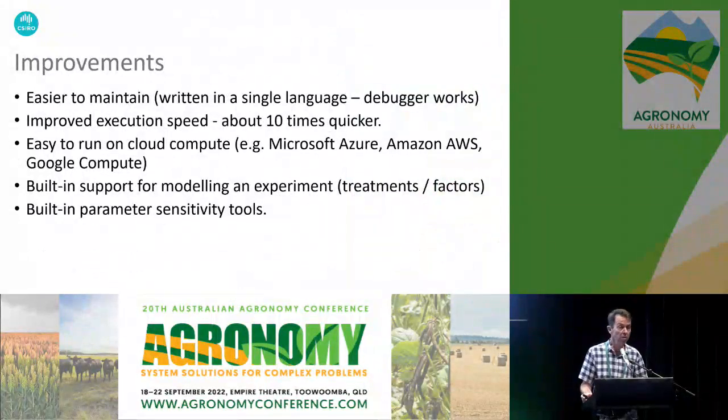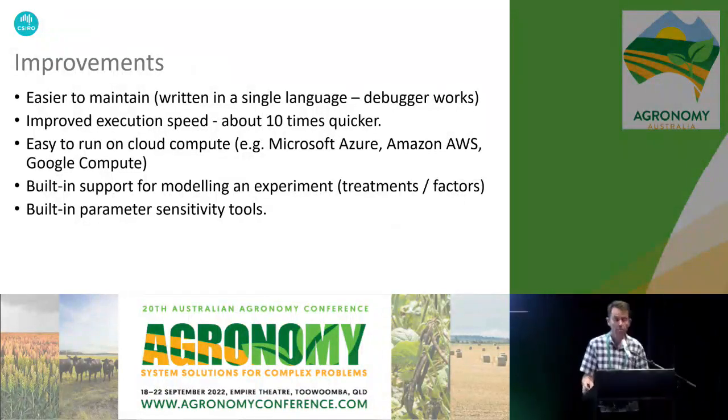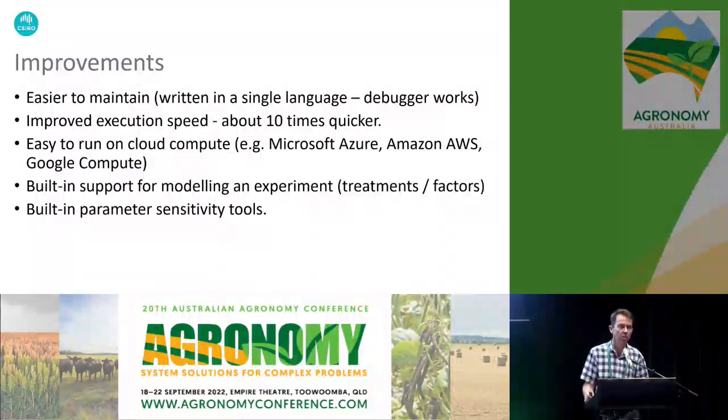It's easier to maintain because we're in a single code base now. We can actually debug APSIM for the first time in, well, forever. It's about 10 times quicker to run. So typically APSIM 710 would take about 40 seconds to run a 100 year historical run. NextGen can do that in about 4 or 5 seconds, so it's much quicker. But of course, improving the runtime speed just means that our users come up with more complex problems and they need to run more simulations. So it's a bit of a catch-22.